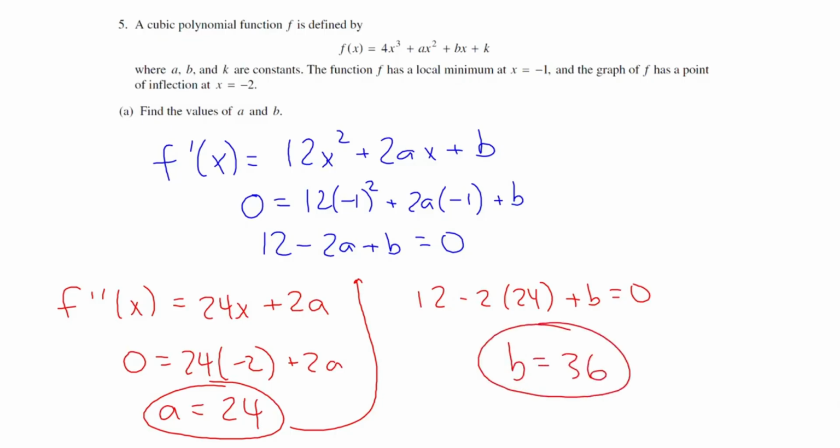And they gave you 5 points there for part A. 1 for f prime, 1 for f double prime, 1 for substituting in -1 and 0 here, 1 for substituting in -2 and 0 here, and 1 for the values of a and b.